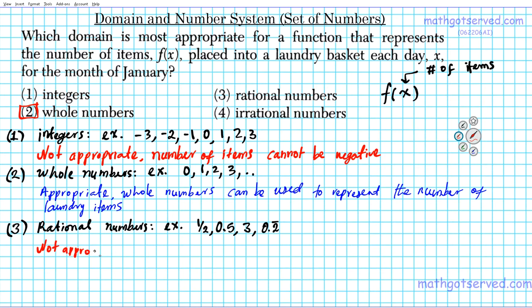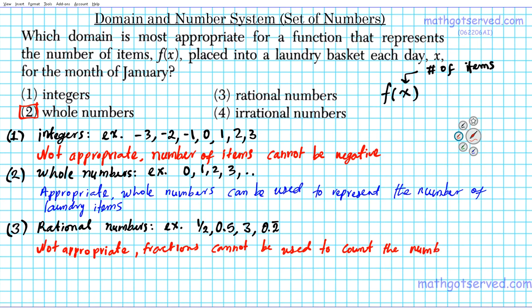This is not appropriate. Why is it not appropriate? Well, under normal conditions, everyone wears whole clothes, right? You don't wear half a shirt, although some people do. But normally, when you're counting, you don't say, I have half a pair of pants in there, or I have half a shirt. That doesn't make sense. You count it in wholes, right? So this is not appropriate because fractions, for example, cannot be used to count the number of laundry items.